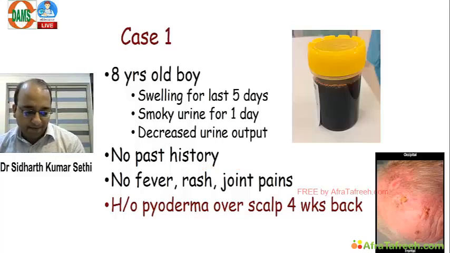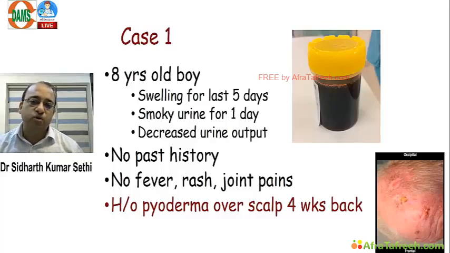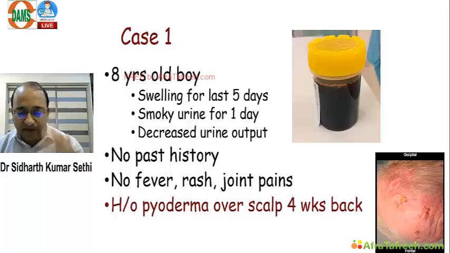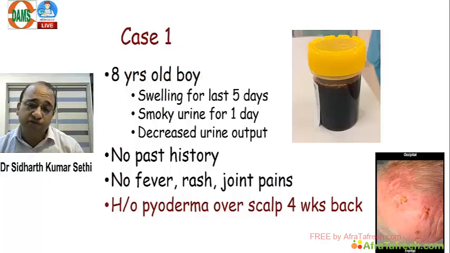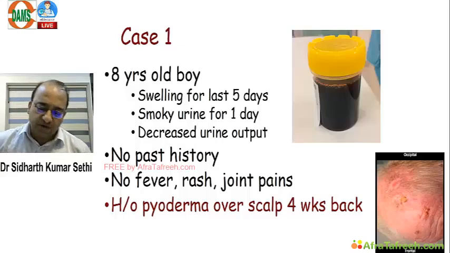So there's a history of pyoderma 4 weeks back. Okay, so students, whenever you have a case presentation, after the history you should be able to summarize and have something in your mind. So can anyone tell me what comes in your mind with this history? Anyone in the class? Swelling, smoky urine, decreased urine output, history of pyoderma 4 weeks back. So what comes into your mind, students?